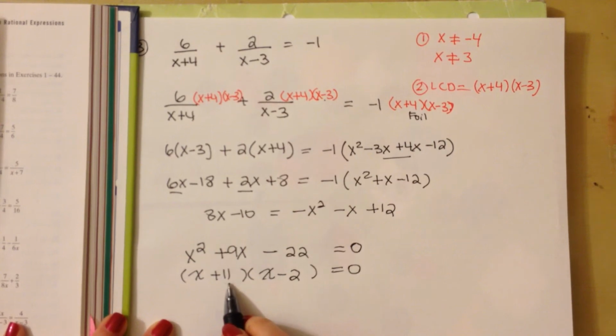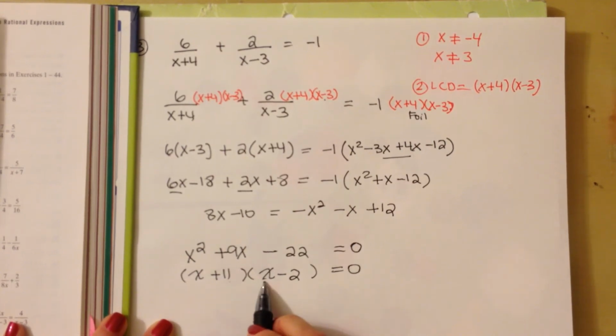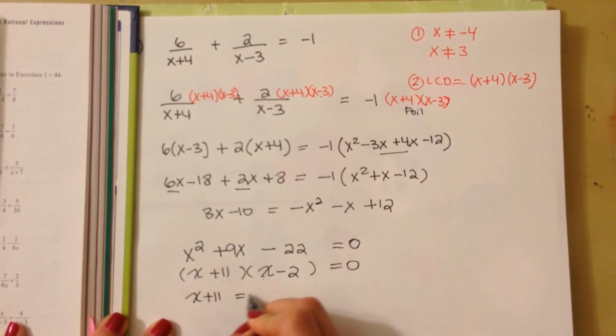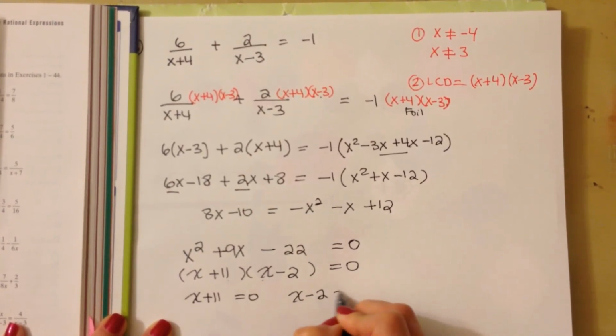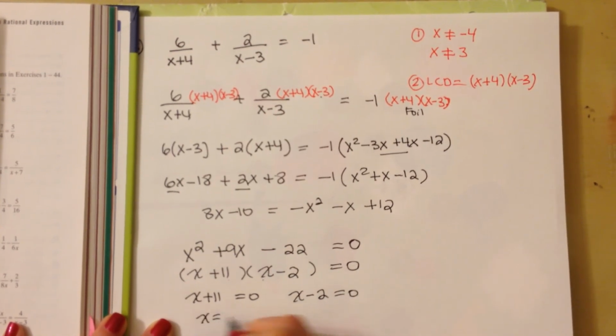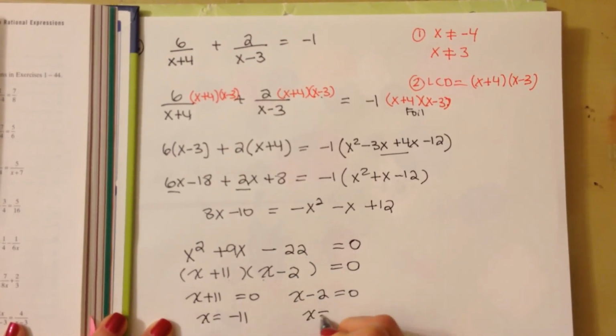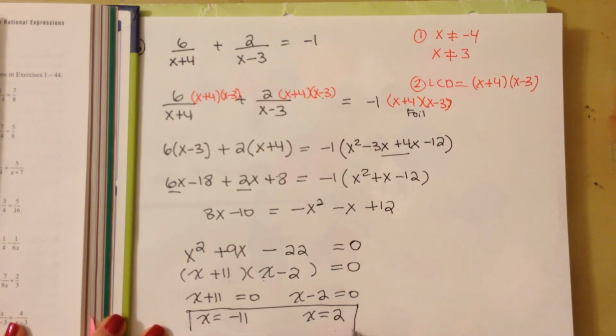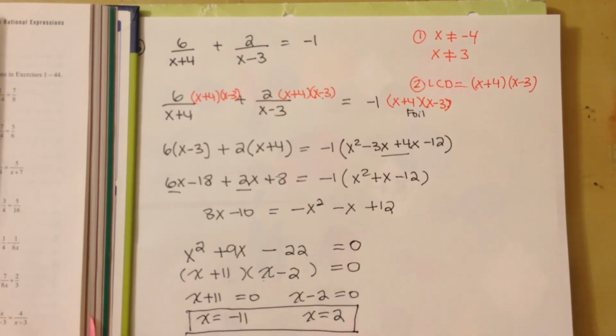When we factor, we should get x plus 11, x minus 2. Make sure you check your work. 11x minus 2x gives me a positive 9. Remember, set each factor equal to 0. X is negative 11, x is equal to 2. Negative 11 and 2 are not the restricted values, so we are okay. So both of these will work as your solution.